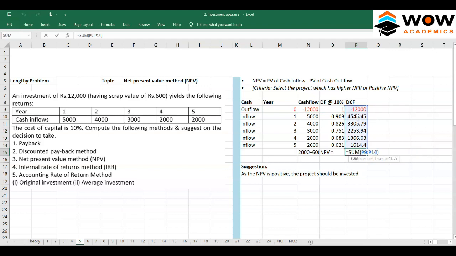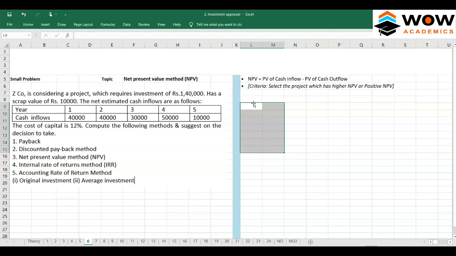So you will get a number like 1850. As it is a positive number, you can invest in that project. So that's about this problem. We'll move on to the next one, next NPV sum. So first we'll get the numbers for this. Okay, it's the same problem. You can read the question by yourself.